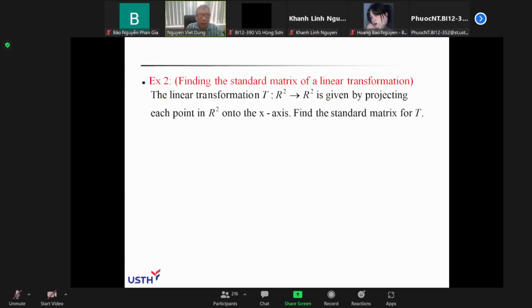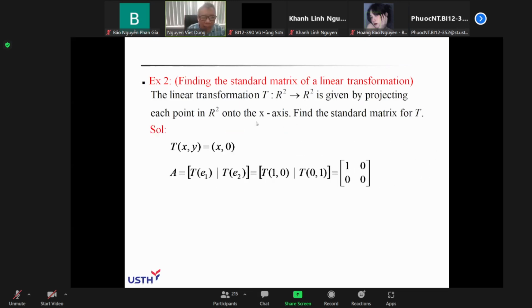Now here is another example. We consider a linear transformation T from R2 into R2. That is the projection on the x-axis, and the projection on the x-axis is given by the formula like that. T of (x, y) will be (x, 0). Lying on the x-axis means the y coordinate is always 0. Now A, the standard matrix, will be T of E1, T of E2. T of E1 is here, T of E2 is here, and we get that. And finally, A is that one.